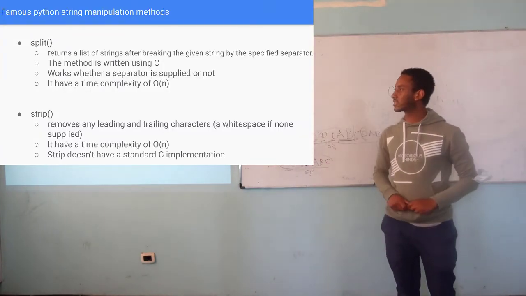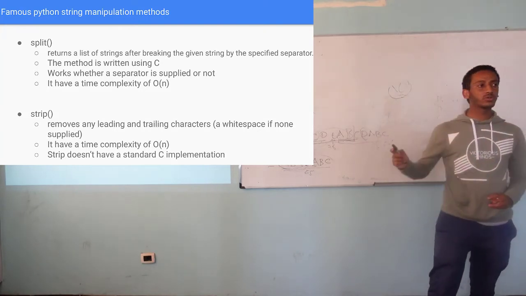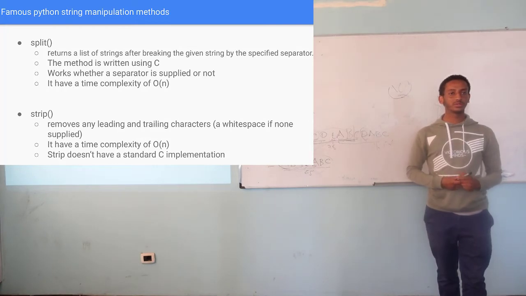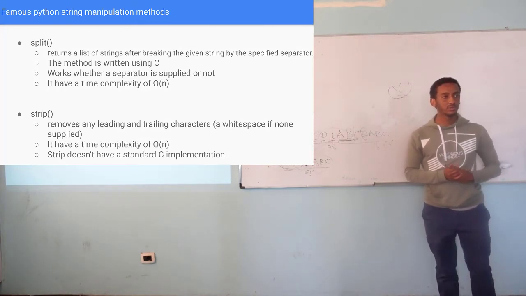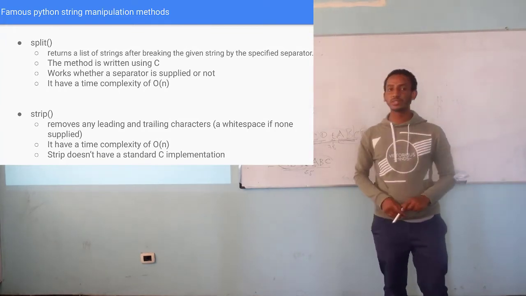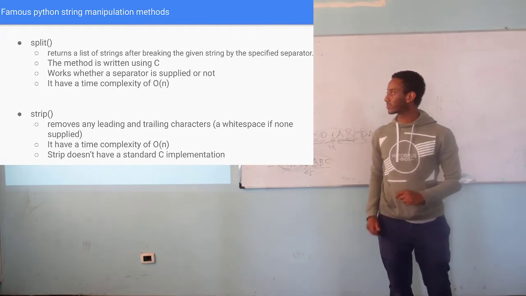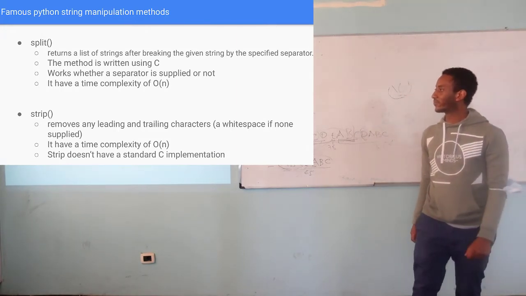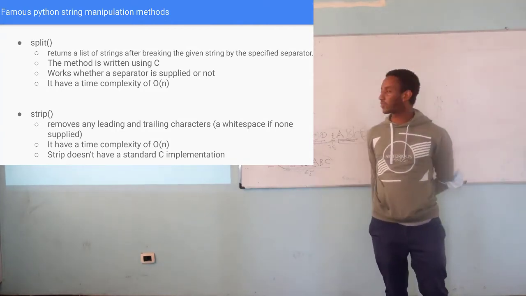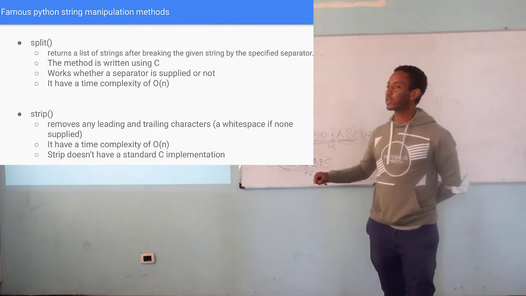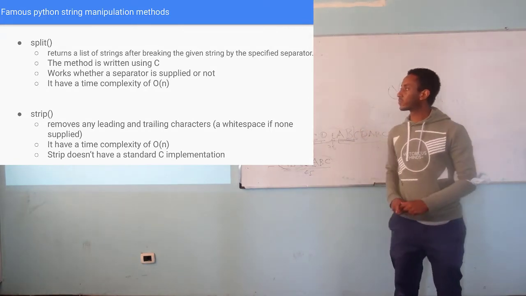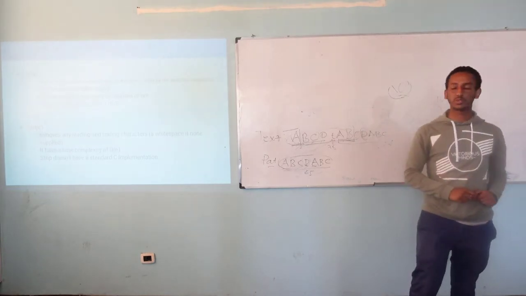The first one would be split, and we all know what the split function in Python does, right? You are aware of it? Okay. The internal implementation is written in C, so it would be hard to describe, but it has a time complexity of O(n), and it works whether we give a separator or not. If we don't give one, it will split the string using whitespace.